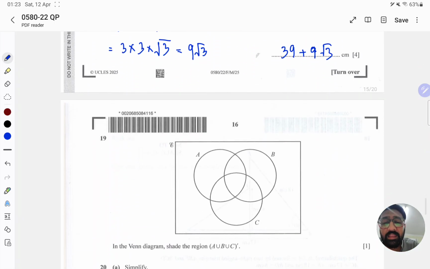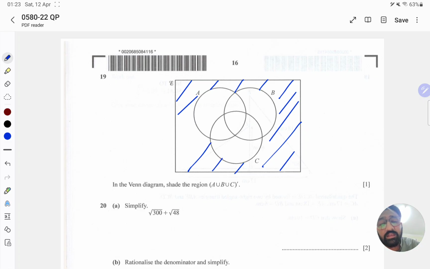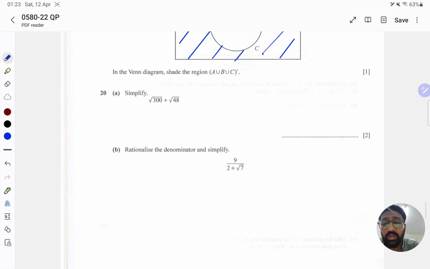Question number 19 says, in the Venn diagram, shade the region (A union B union C) complement. So it's very simple. You need to leave complete A, complete B and complete C, and you need to shade all the region outside that. So this is the region that he is asking us to shade. Okay, next part.